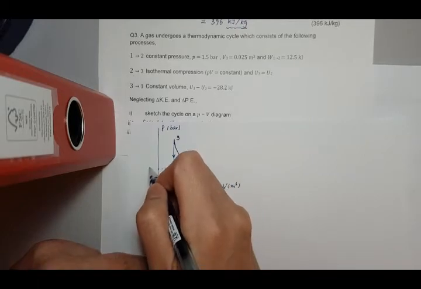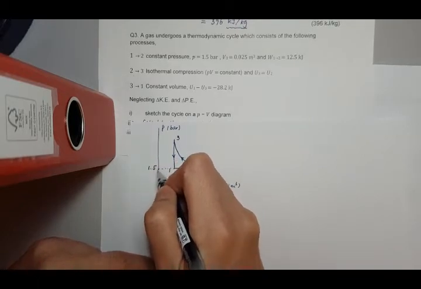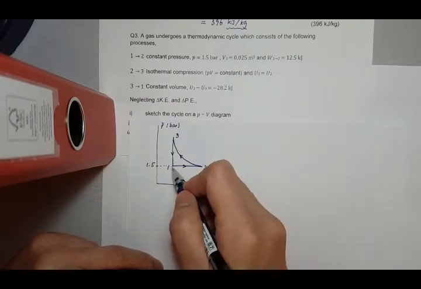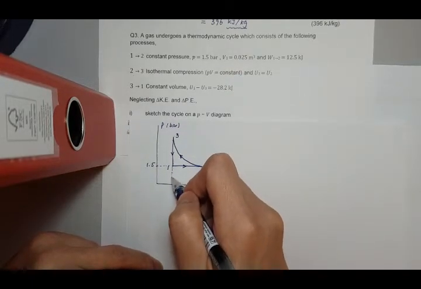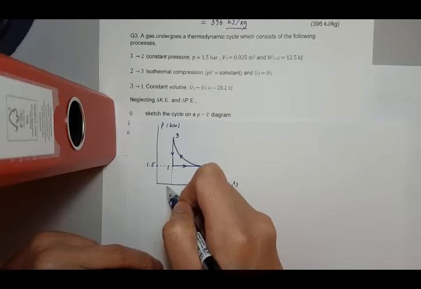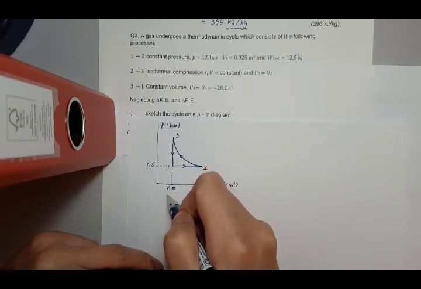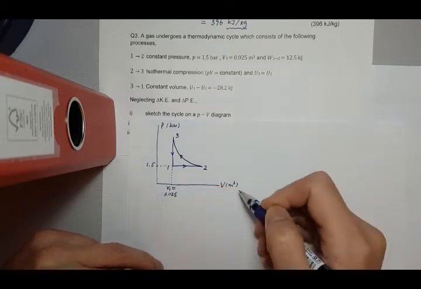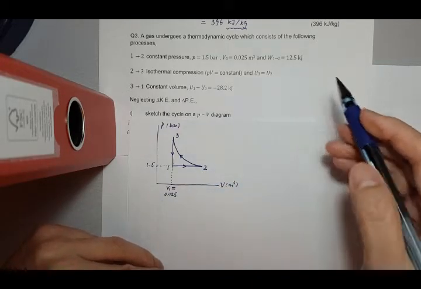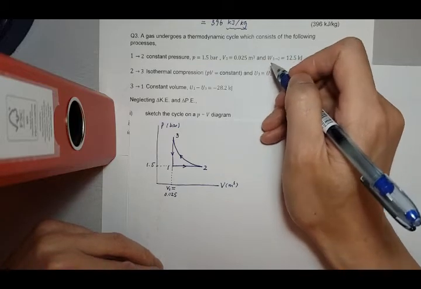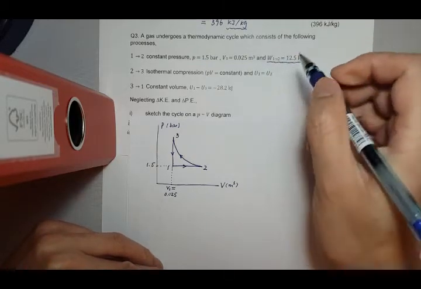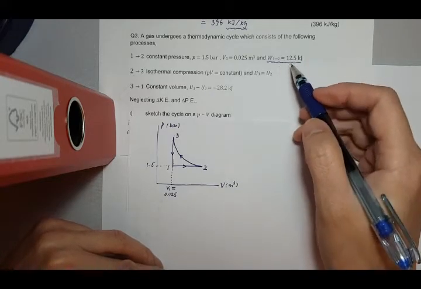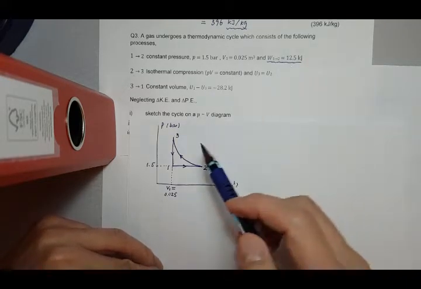So here, okay, this is 1.5 bar for P1 and P2. And also we have V1, so 1 is here. So V1 is here, which is equal to 0.025 cubic meter. And also we know the work done during 1 and 2. Okay, so we definitely need that to solve some unknowns later.